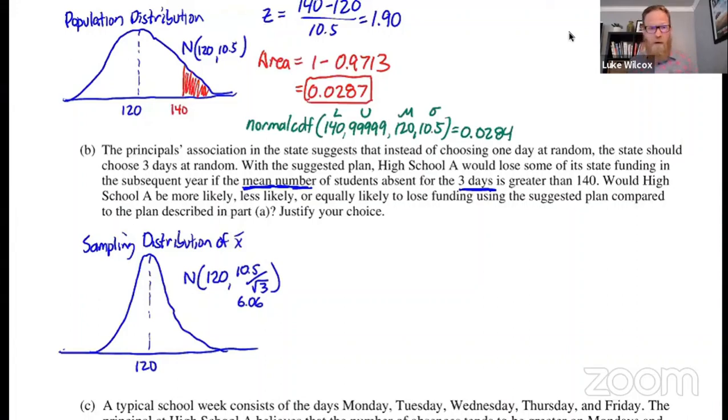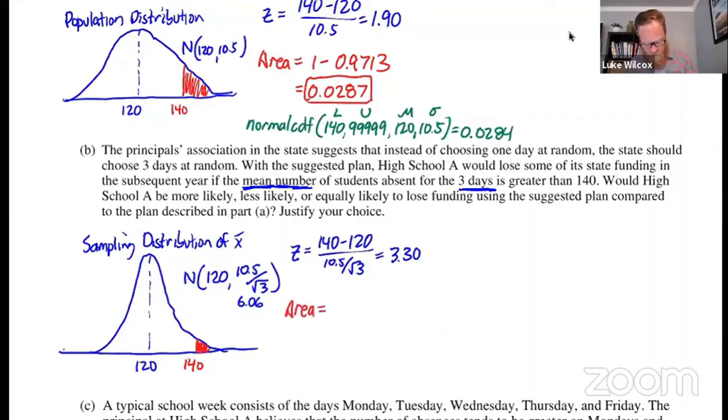Now, we still want to know the probability of getting that 140 or greater. So we are looking for that area as our probability. I'm going to go through the same steps as I did just above. We're going to calculate a z-score. But of course, the z-score is going to be different now because my standard deviation is now 10.5 over the square root of 3. I'm going to get a z-score of 3.30, which means now we are 3.30 standard deviations above the mean, much farther above the mean, which I think means we're going to get an area that is much smaller. So let's go ahead and turn this into an area.